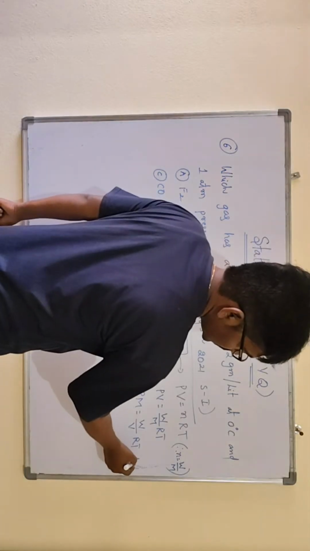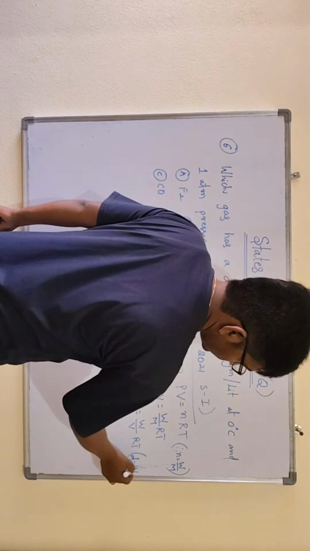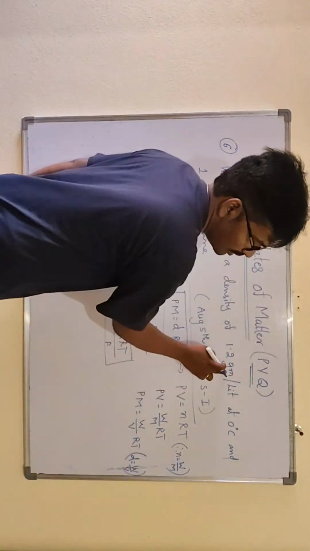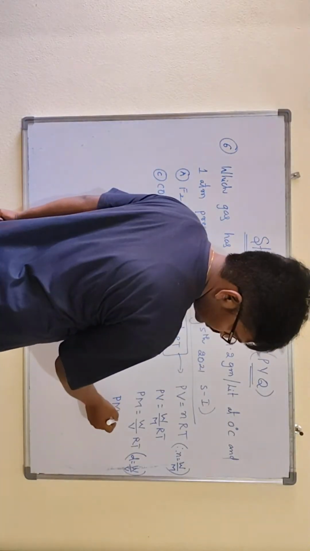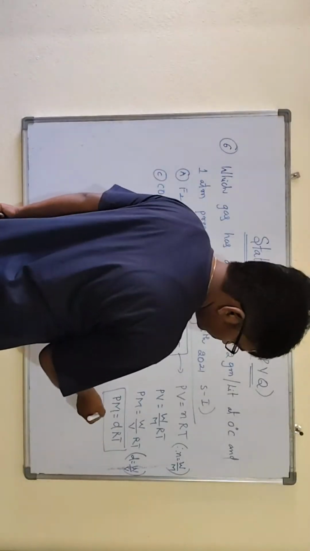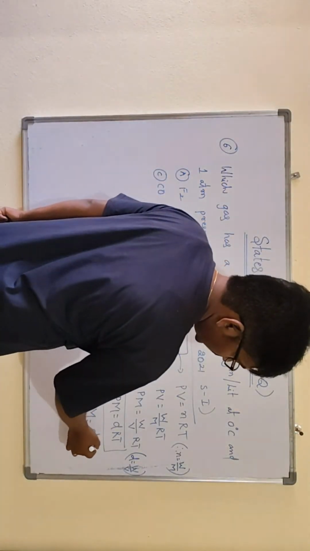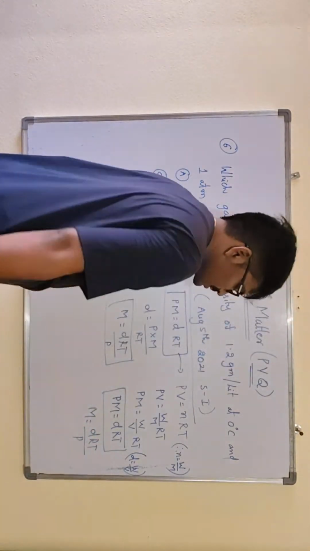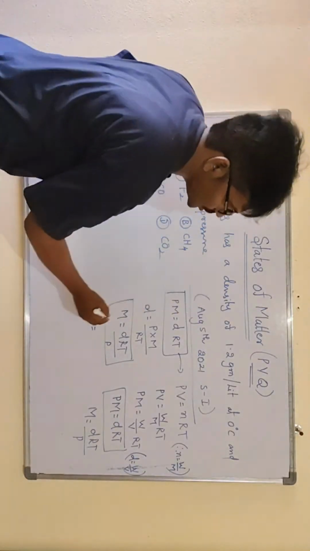So density is nothing but weight divided by volume, given weight divided by volume, grams per liter. So PM equals DRT. This is the actual formula. Based on this formula we can find out the molar mass. Molar mass equals DRT divided by pressure. This is the formula.